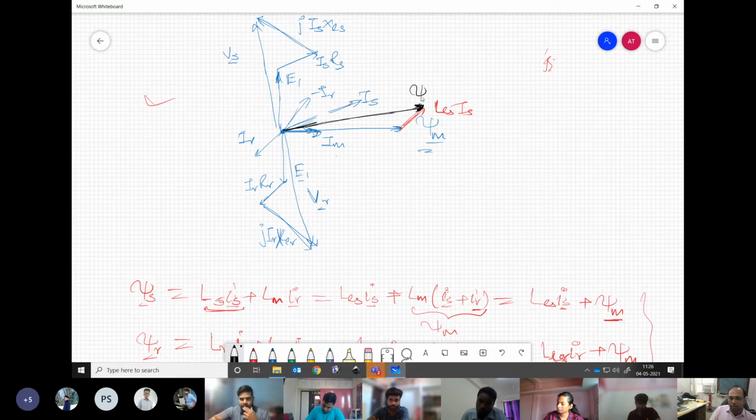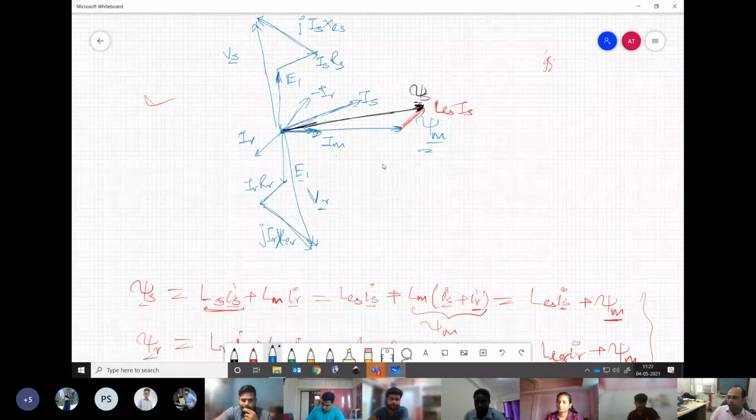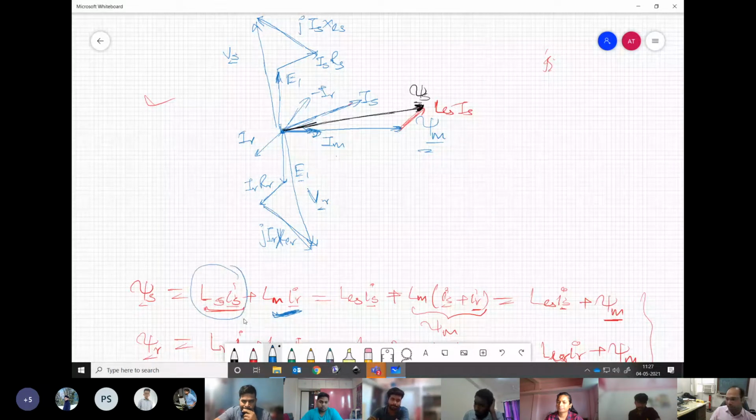Understanding my point? Yes, sir. So is it along IS? No. Why? Because there is some IR component also getting added with that. It is not purely IS alone, and that is why it is not along IS alone. It is added with some IR term also.